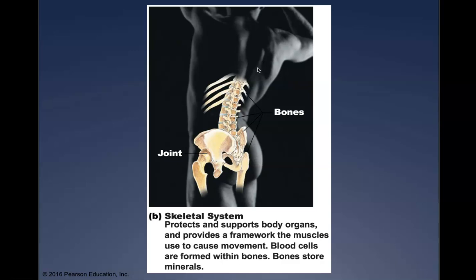And then the next system we'll get into will be the skeletal system. This is going to provide the structural support for the body, especially supporting our body organs. So this is going to protect and support our body organs. It's going to provide the actual structural framework for muscles to cause movement of our body parts. And then it has this other function that we'll talk about, where blood cell production is going to happen inside the bones. And then the bones are really important for storing minerals like calcium. And we'll talk about that when we get into the skeletal system and why that's important.